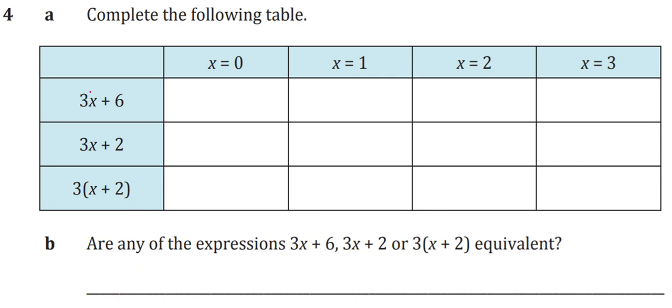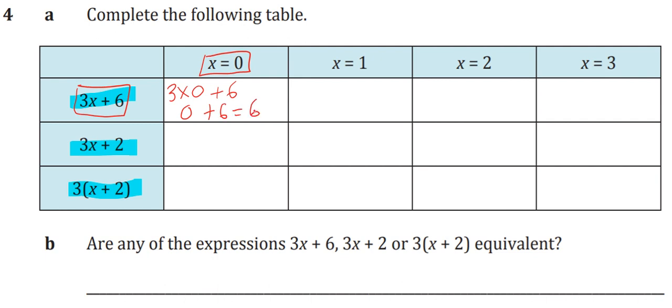This time we're looking at equivalent expressions, so we need to find out if this is equivalent to this. We can do that by using this table here. Now we're going to look at this equation first, and in this column it's telling us that x is equal to 0, so that means we need to change this x here to 0. So that would be 3 times 0 plus 6. And anything times by 0 is 0, plus 6, which equals 6.